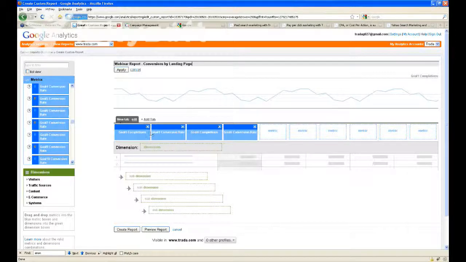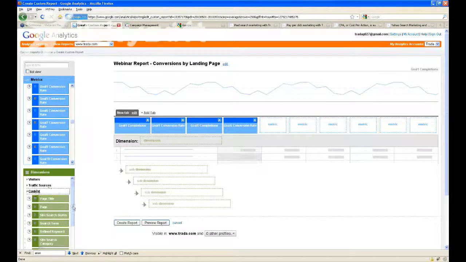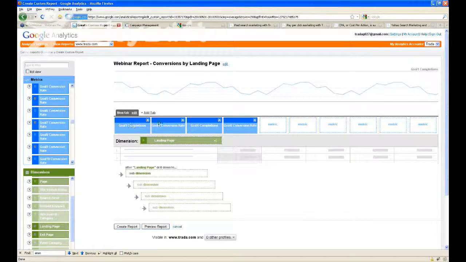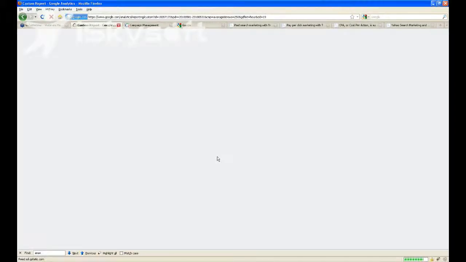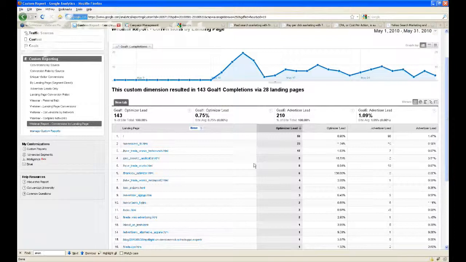So now we've told Google Analytics in our custom report what I want to do here is show these metrics. You have to tell it what subcategory, what segmentation you want. What you do here is basically pick a landing page as the dimension. So now you've got these different pieces of information or numbers, and you've got them subsegmented by the landing page. You go ahead and create the report, and it's going to show you all of the landing pages that actually generated one or more leads, either for a paid search expert or for an advertiser, and how effective they are.